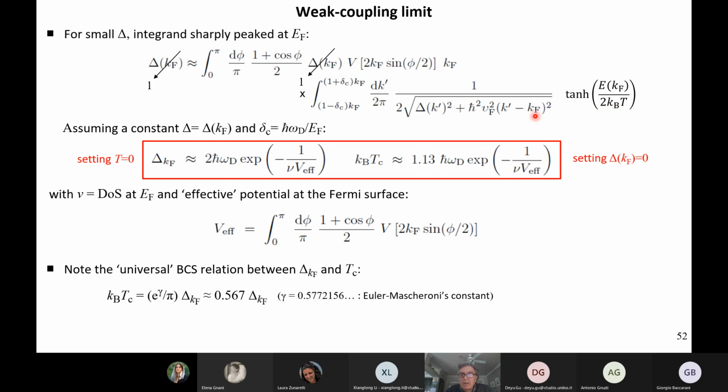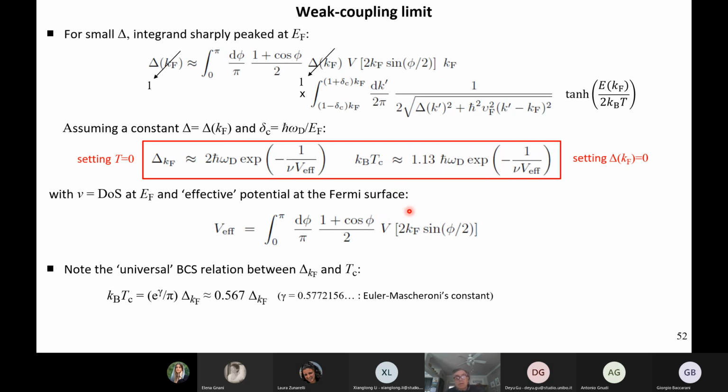Vice versa, if you set t equals 0, so the hyperbolic tangent goes to 1, and you set delta goes to 0, this tells you the critical temperature at which the gap disappears, becomes 0. And you find a similar expression, this exponential. Again, it happens to be twice e to the gamma, where gamma is this constant that you can find in Wikipedia for how it is defined.